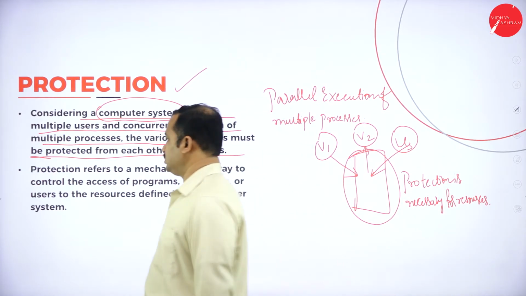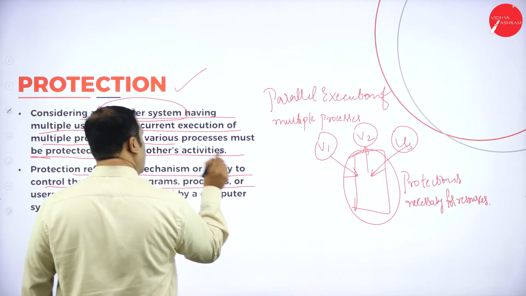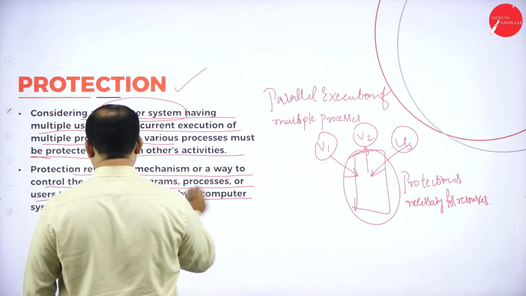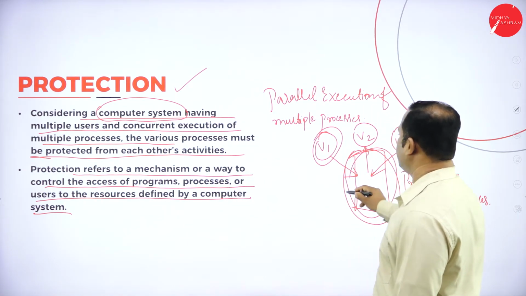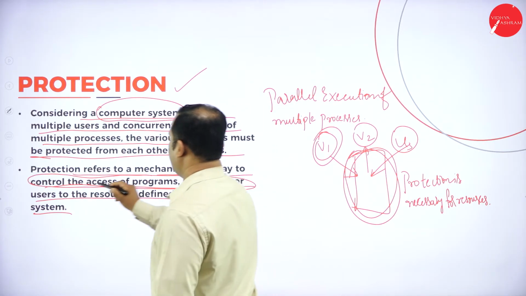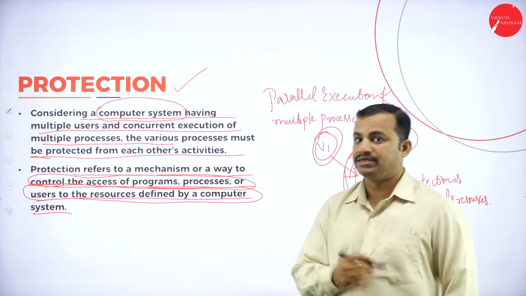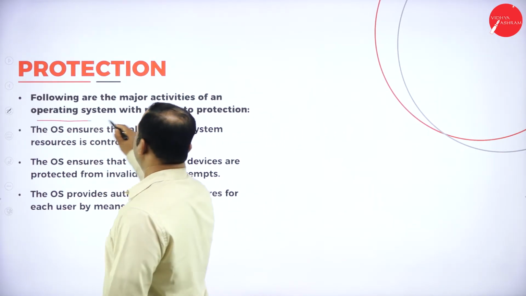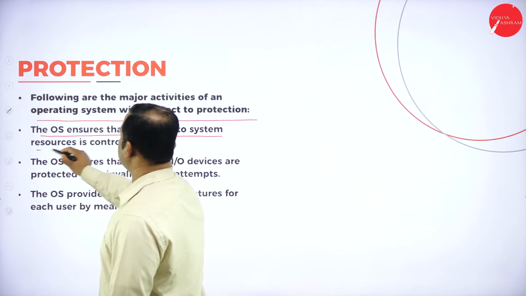Then protection refers to a mechanism or a way to control the access of programs or processes or users to the resources defined by the computer system. Here you can see that the users are there, program becomes a process, processes are there, all these are controlled by the computer system, which is the operating system. Moving on to the same protection, the OS ensures that all access to system resources is controlled.